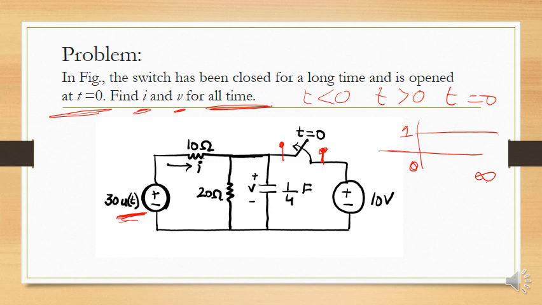What other things does this circuit contain? This 10 ohm, this 20 ohms, this 1 by 4 farad capacitance, and another voltage source of 10 volts. And what is the requirement? This i is the requirement and this v is the requirement of our circuit, right? Now let's start.